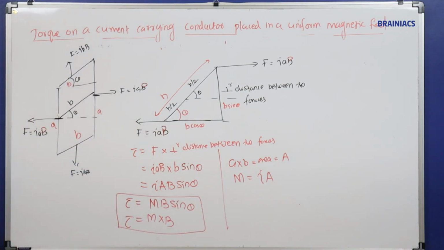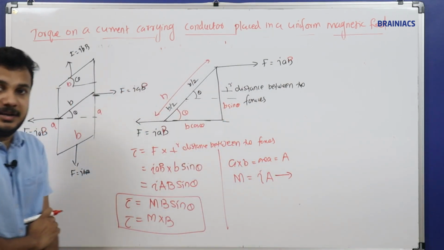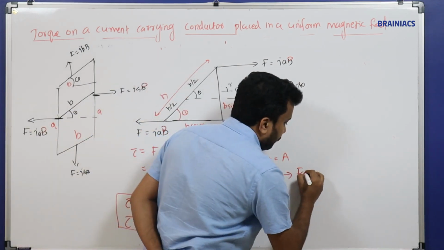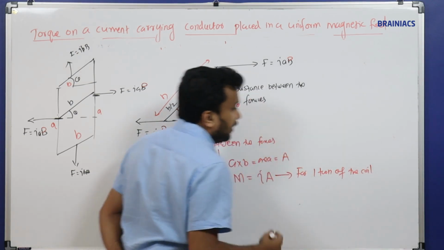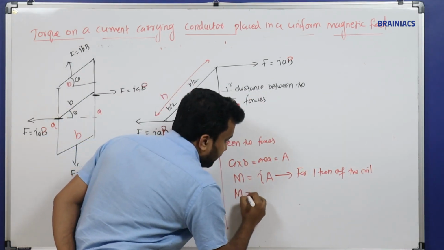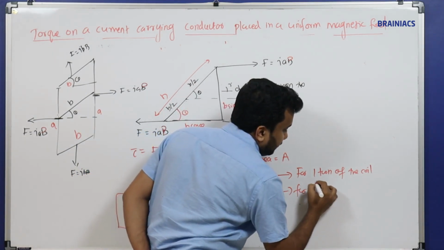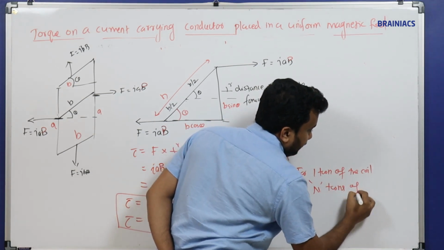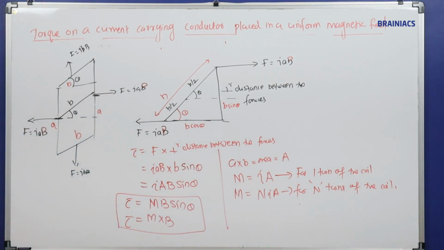This is what I have written in the beginning of this chapter. So magnetic moment is equal to IA for one coil, for one turn of the coil. If there are n number of coils, you can write it as M is equal to NIA for n turns of the coil. Torque is equal to M cross B, which is MB sine theta.